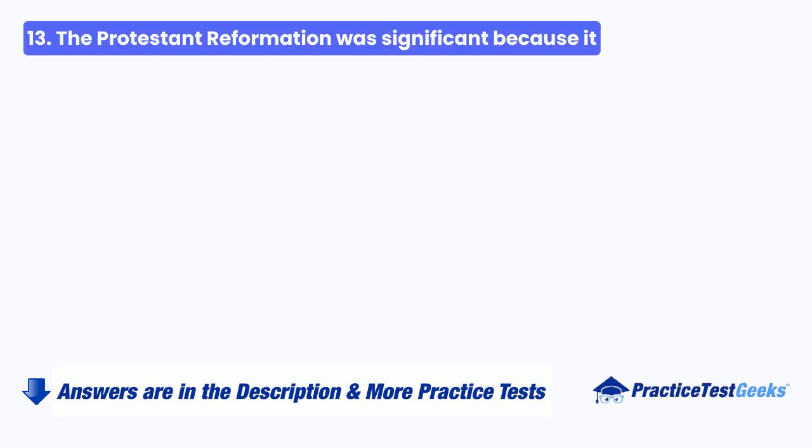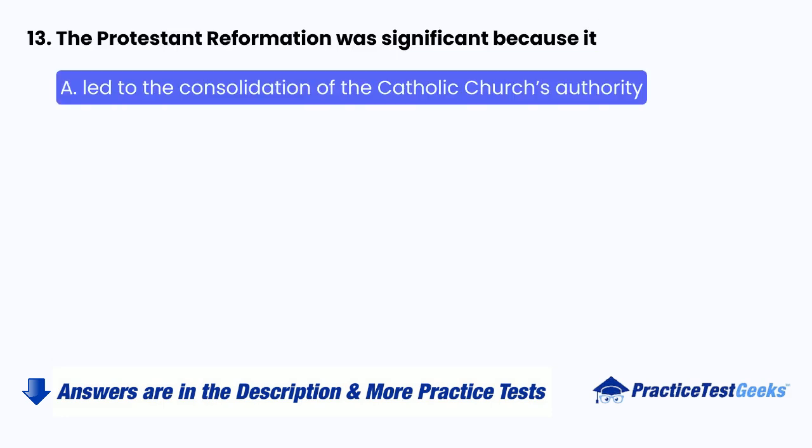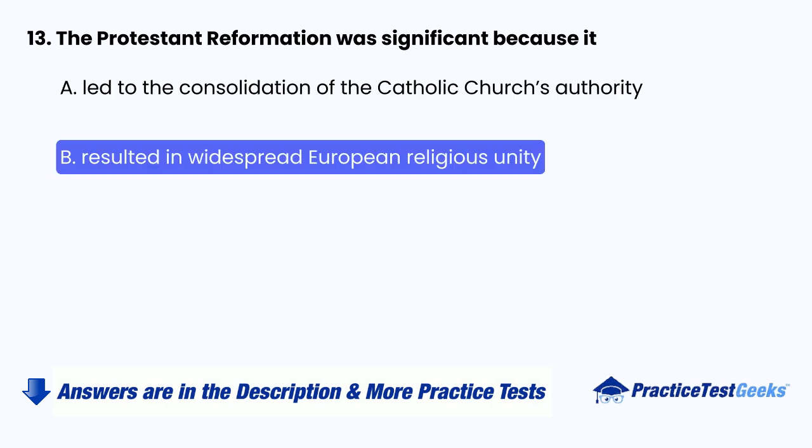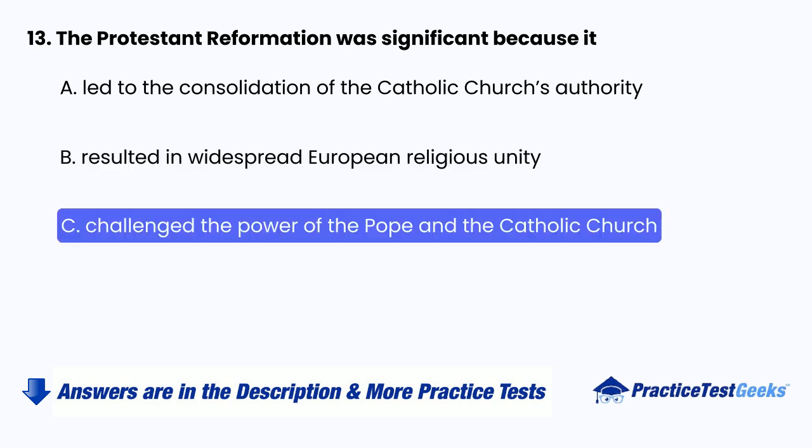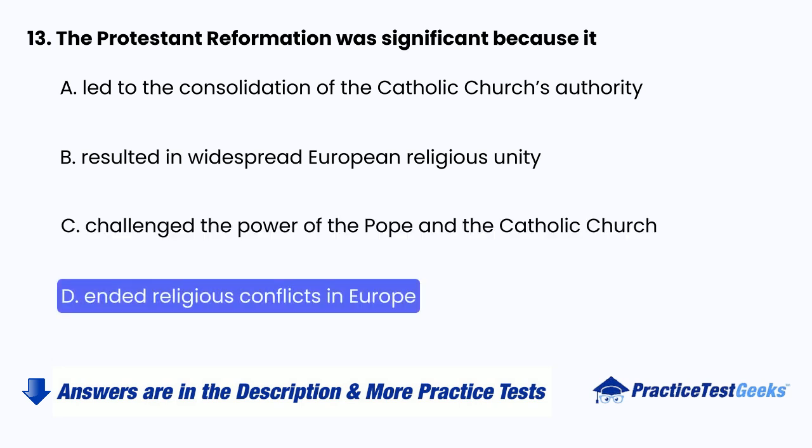13. The Protestant Reformation was significant because it: A. Led to the consolidation of the Catholic Church's authority. B. Resulted in widespread European religious unity. C. Challenged the power of the Pope and the Catholic Church. D. Ended religious conflicts in Europe.